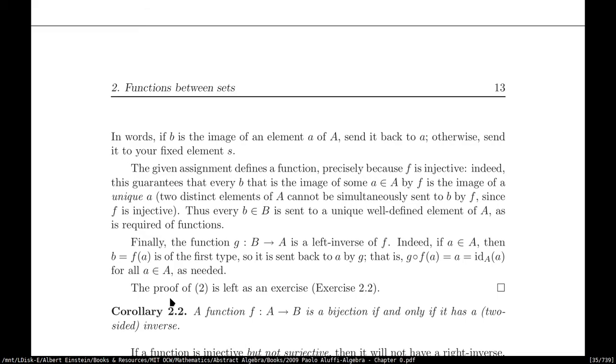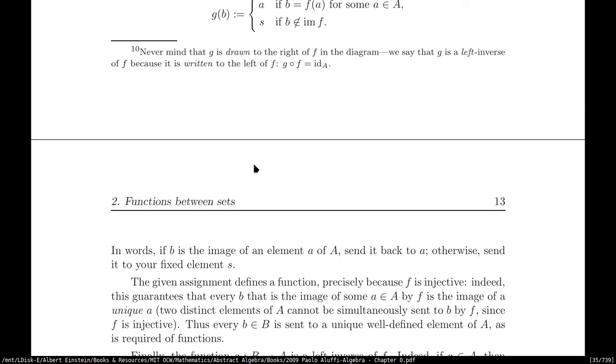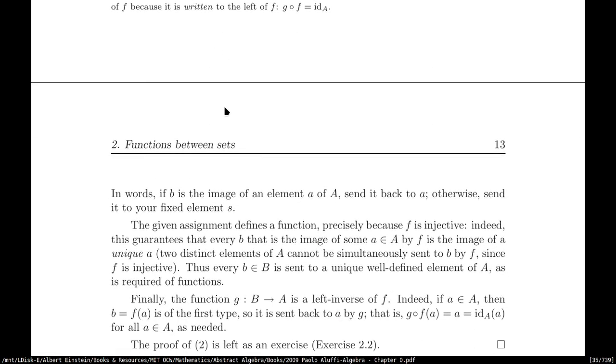So this is actually a well-defined function. And f is injective, so we can have different elements separately mapped to different things. This guarantees that every b that is the image of some a by f is the image of a unique a. So you have unique elements mapped to unique elements.